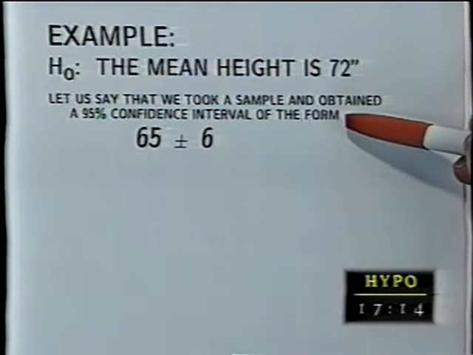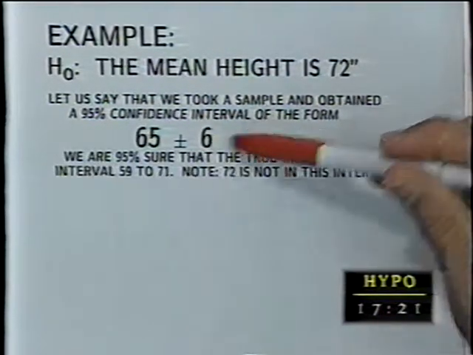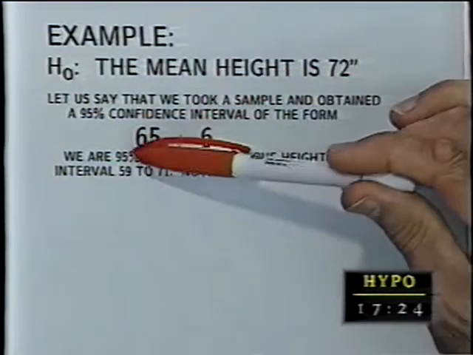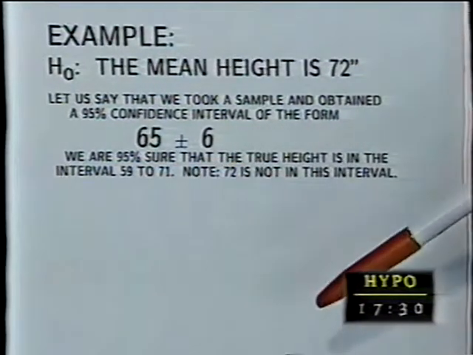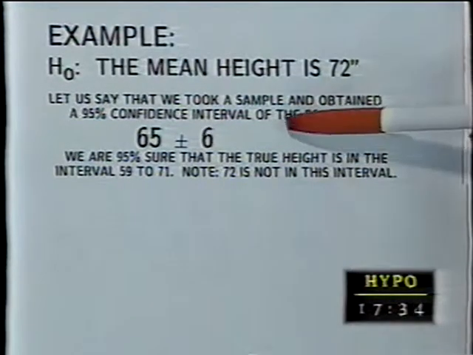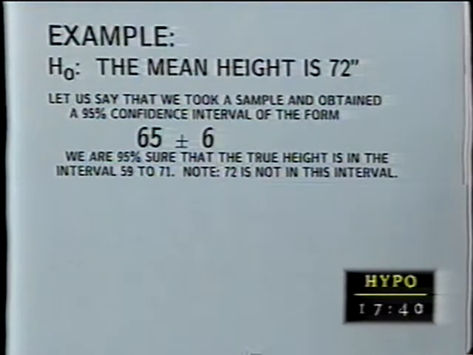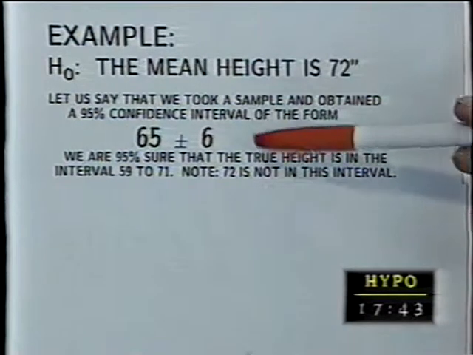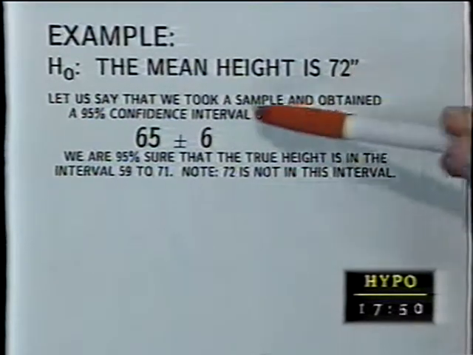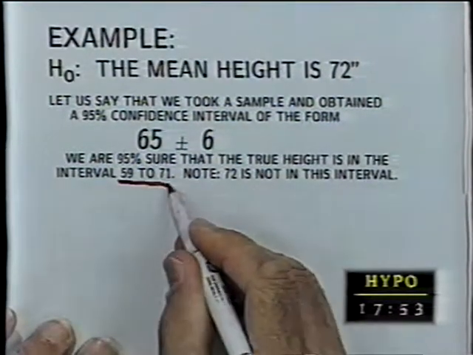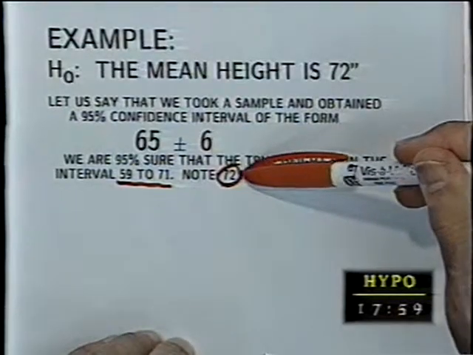And let's say the 95% confidence interval comes out to be 65 plus or minus 6. 65 plus or minus 6 is 59 to 71. So what I'm saying is that I'm 95% sure that his true height is in the interval 59 to 71. I'm 95% sure it's 59 to 71. The null hypothesis is 72. I am 95% sure the null hypothesis is wrong. I'm at least 95% sure it's wrong because I'm convinced it's between 59 and 71. 59 to 71 does not contain 72. It's outside. I'm sure it's wrong.